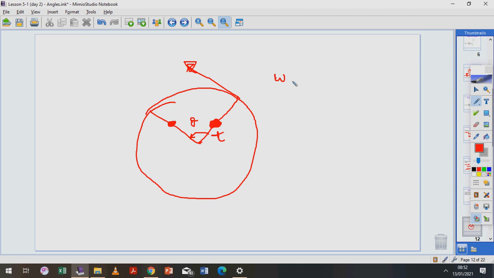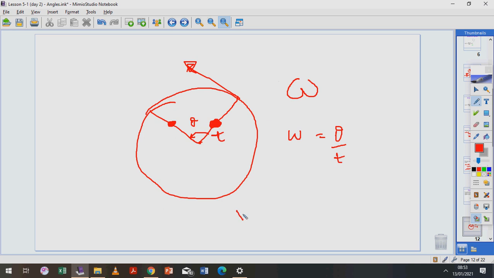Angular speed, we represent it with the Greek letter omega, and I'm not doing justice to it. I think it's written like some funny thing like that, but we just use W. Angular speed is simply how fast the angle changes, right? How fast the angle has changed is the angular speed.